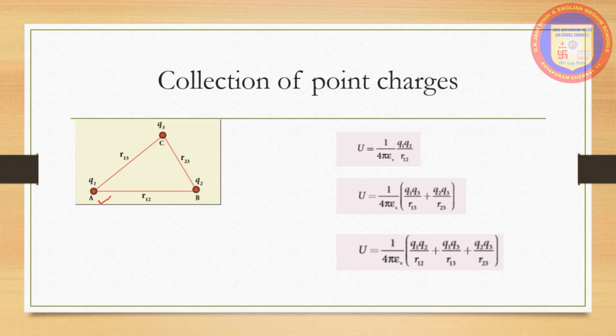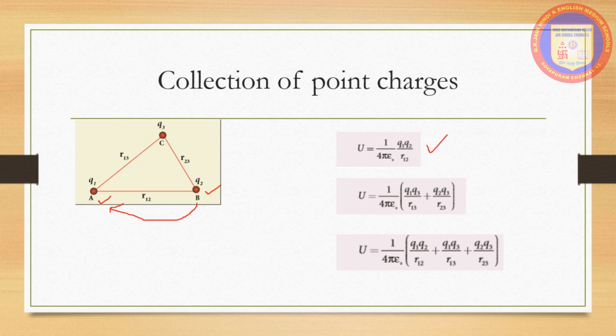To bring the second charge Q2 to the point B, work must be done against the electric field created by the charge Q1. So, the work done on the charge Q2 is W is equal to Q2 into V1B. Here, V1B is the electrostatic potential due to the charge Q1 at point B. So, U is equal to 1 by 4 pi epsilon naught Q1 Q2 divided by R12.